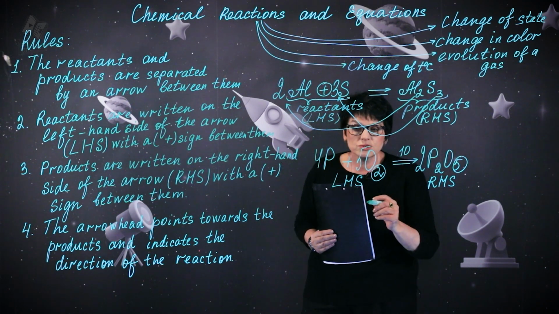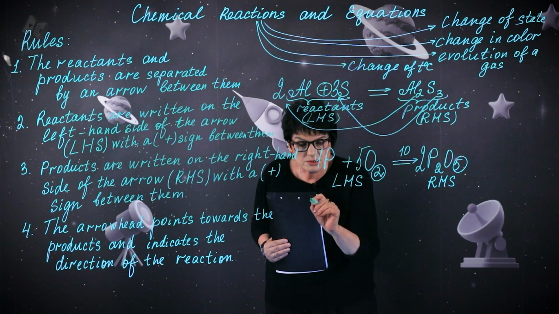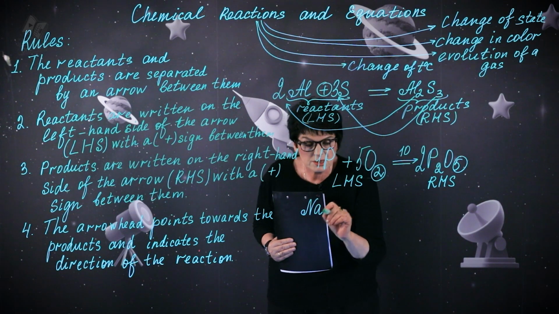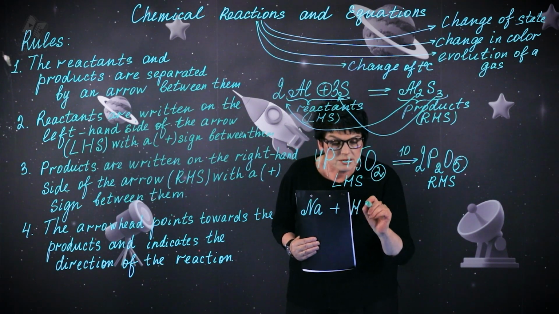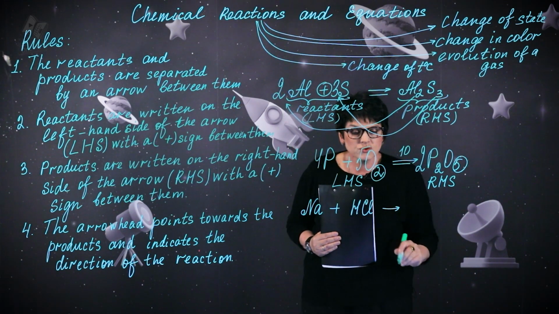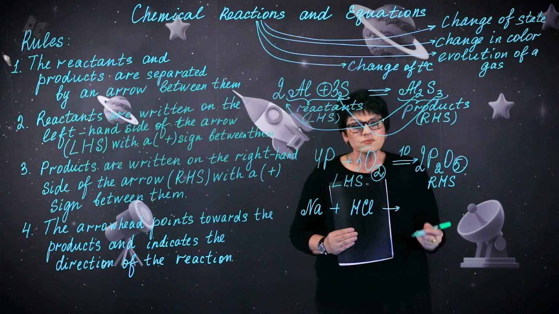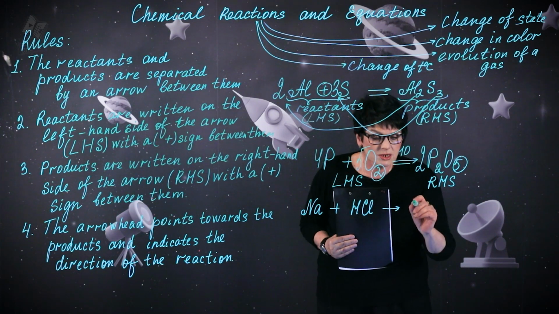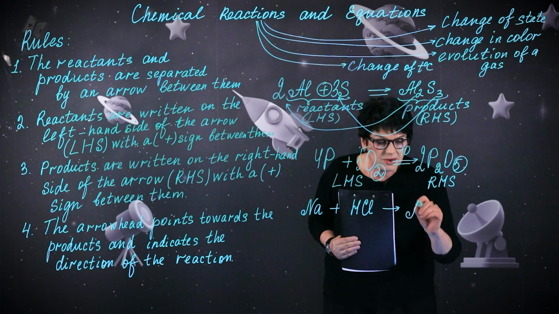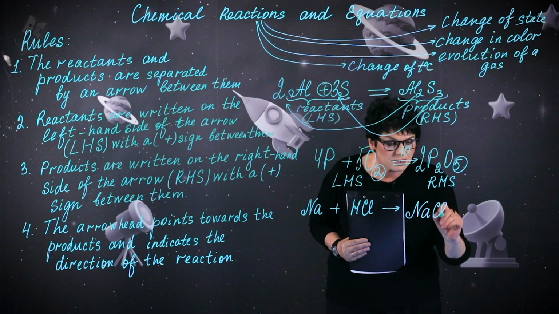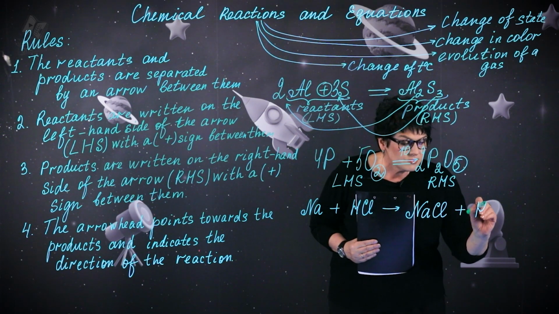But let's provide another example. Let's assume that we have sodium interacting with hydrochloric acid. This is a substitution reaction, as we'll later discover, based on chemical reaction types. So then on the right side, we end up with sodium chloride and hydrogen gas released.